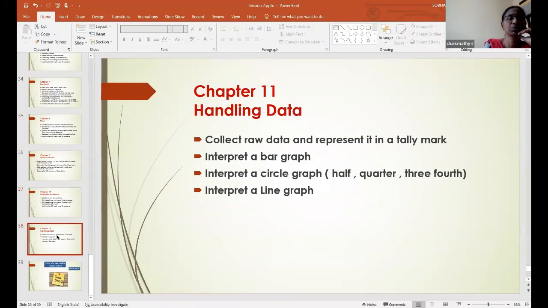Next one, the last one, is handling data: collecting the raw data, representing the data in tally marks, interpreting the bar graph. And all these are only interpretations: bar graph, circle graph, and line graph. In circle graph, we have only half, quarter, and 3/4. And interpretation of line graph is also there for them. Only interpretation. They are not going to draw the line graph at all.